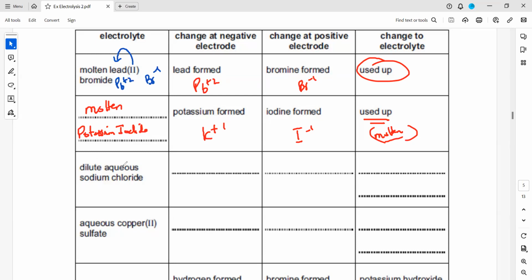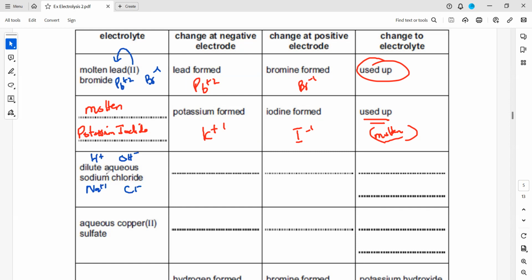The next one is dilute aqueous sodium chloride. First, you identify the ions in dilute aqueous sodium chloride. It contains sodium ion, it contains chloride ion, and because it's aqueous, it also contains H ion and OH ion. Change at negative electrode: at the negative electrode or cathode, the positive ions will move. Which positive ion will move? Is it sodium or H plus?